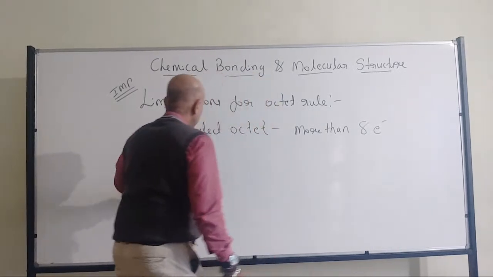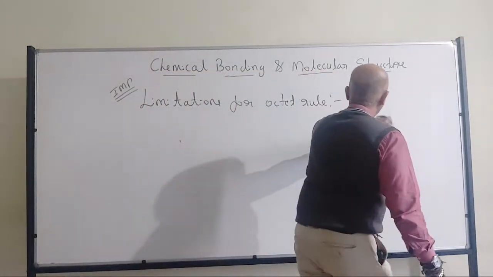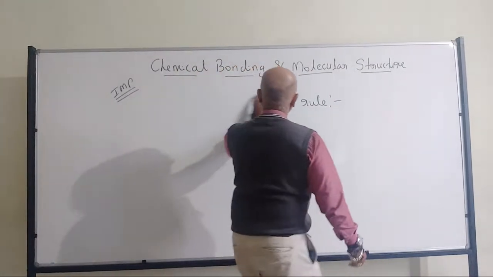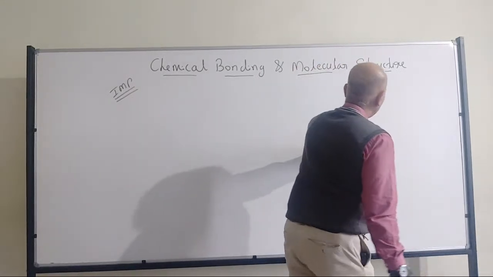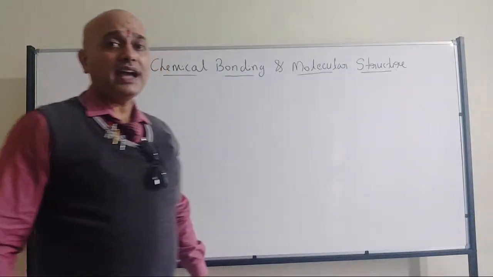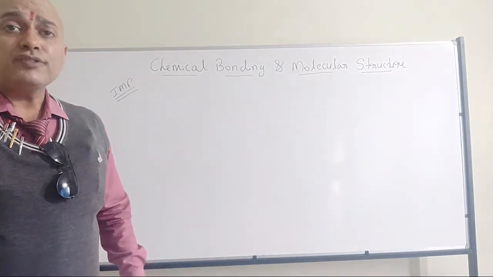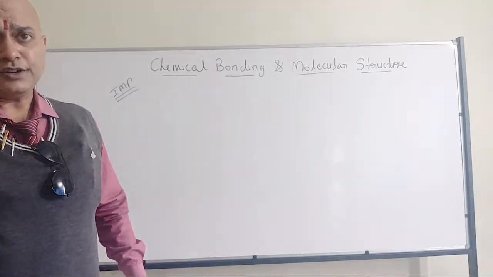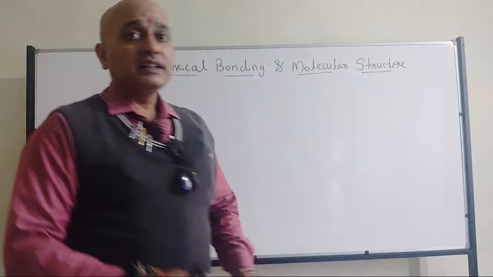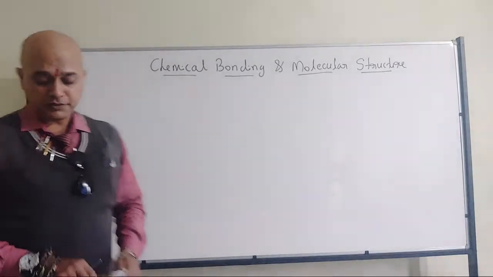So that's where we have the limitations for octet rule. So you will go with expanded octet, even sulfuric acid. Sulfuric acid can also be an example where sulfur will have more than 8 electrons. Sulfur hexafluoride, where sulfur will have more than 8 electrons. So all these are the examples for limitations of octet rule.